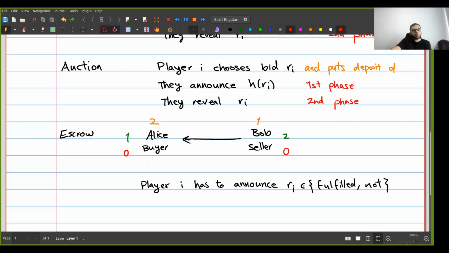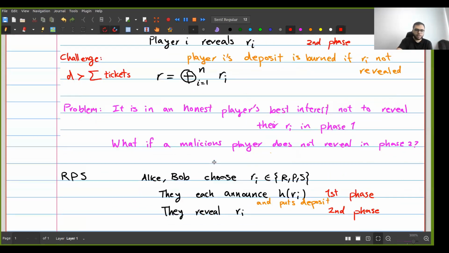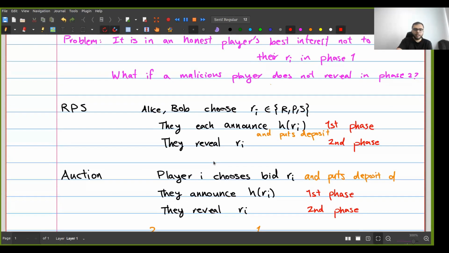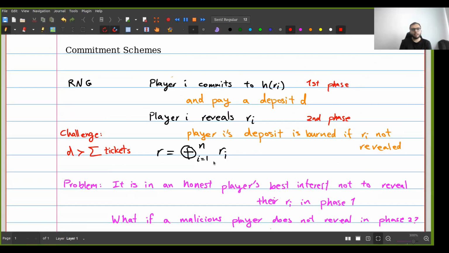Okay. Now, what was the root of this extortion? The root was that Bob could announce his choice, his value Ri, sooner than Alice. And if you look at all of these previous problems that we've solved, so RNG, rock, paper, scissors, and auction, here we had a similar issue. We had an issue that some players might submit their values sooner than others, and then those people who submit their values later can see the values of the previous players and they can basically cheat.